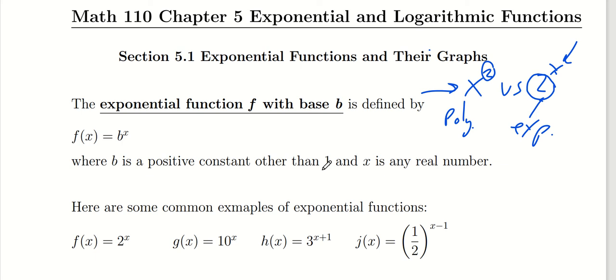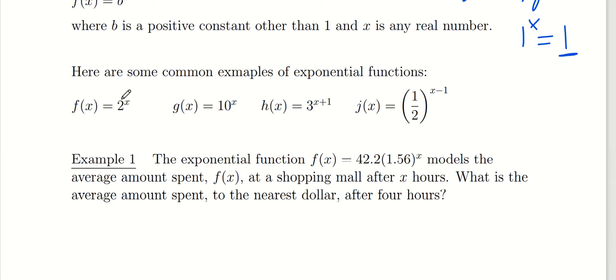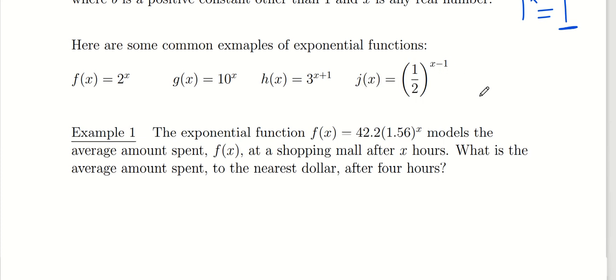have a base other than 1, because if we had 1 to the x power, we know that 1 to any power is 1, and that type of function doesn't really fit in with exponential functions. It's more belonging to our class of constant functions that we saw previously. Some common examples of exponential functions include f of x equals 2 to the x. This would be an exponential function with base 2. We have g of x, which is 10 to the x, h of x, which is equal to 3 to the x plus 1, or j of x, which is 1/2 to the x minus 1 power.